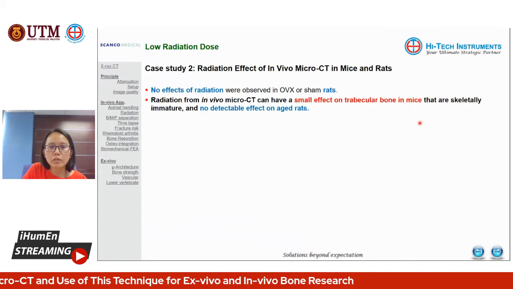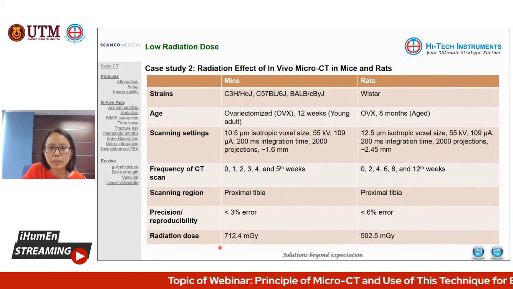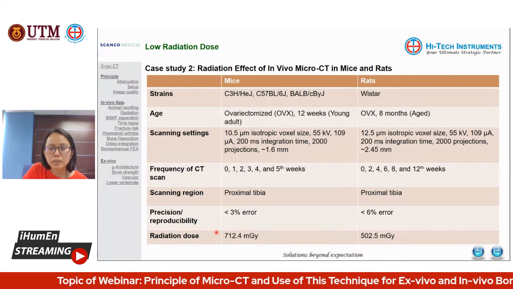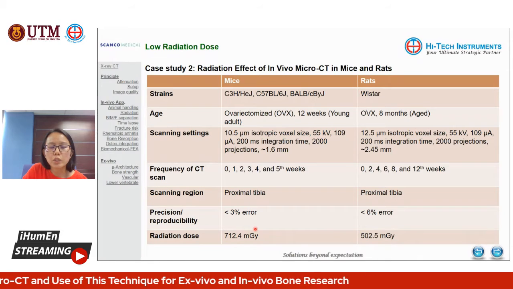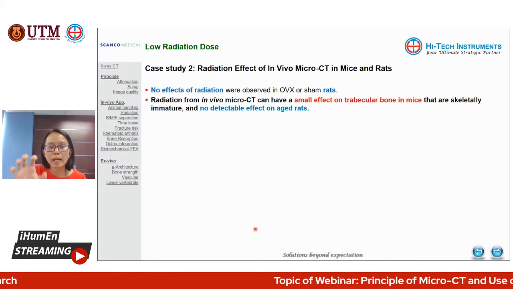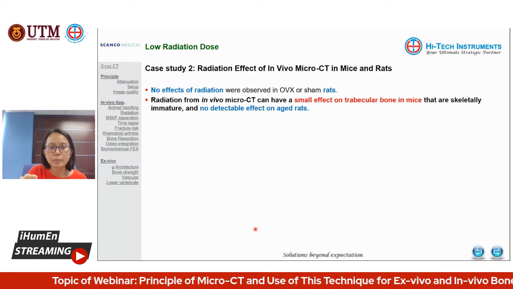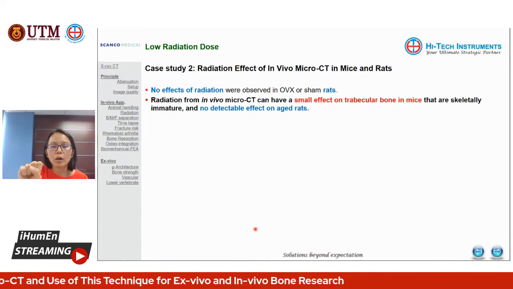I believe it's because of the animal size. As you can see here for mice, the effective radiation dose absorbed by the animal is about, I think, 30% higher compared to the rat. So it's about 700 milligray, which causes small effects on the trabecular bone of the mice, especially when the animal is immature and the bone is still growing. So you can see there is some defect or some stop in the growth rate of the bone itself.